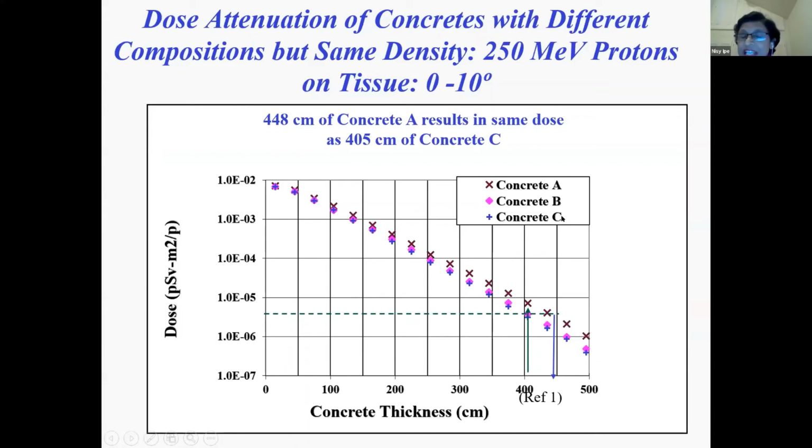They have the same density, but different compositions. And you can see here, for instance, that 448 centimeters of concrete A will result in the same dose as 405 centimeters of concrete C. So that's about 43 centimeters different. And so that composition plays a big effect, or it has a big impact on these calculations.